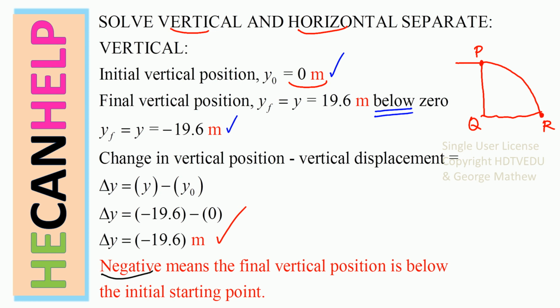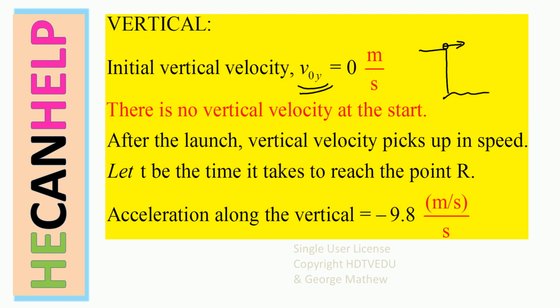Negative means the final vertical position is below the initial starting point. That's all. Initial vertical velocity is 0. If you had vertical velocity, the car would have gone like that or something like that. Okay. So initial vertical velocity is 0. It does not have an initial vertical velocity. There is no vertical velocity at the start.